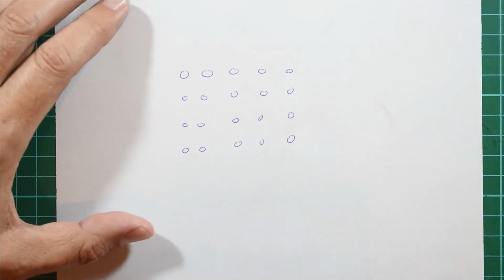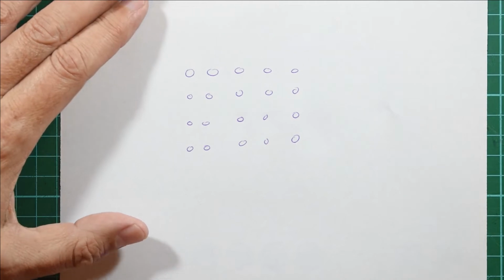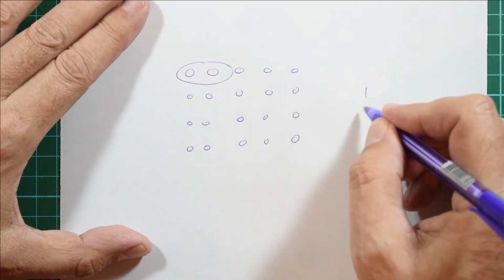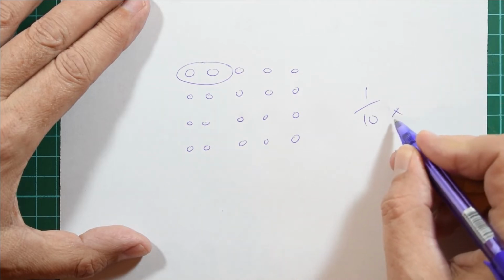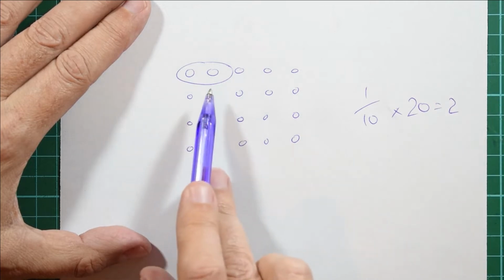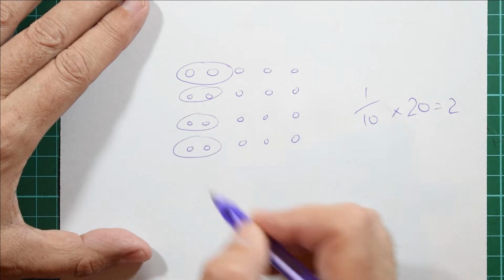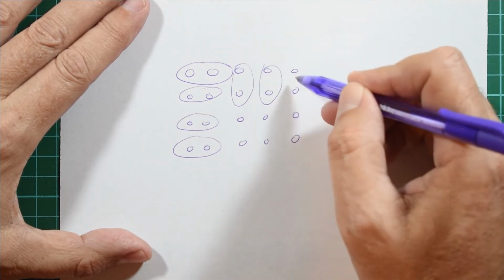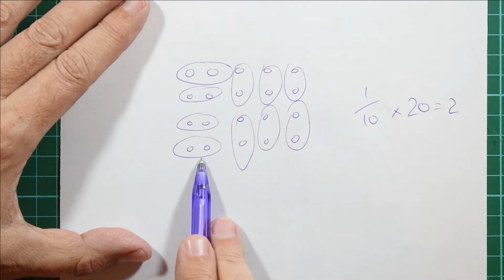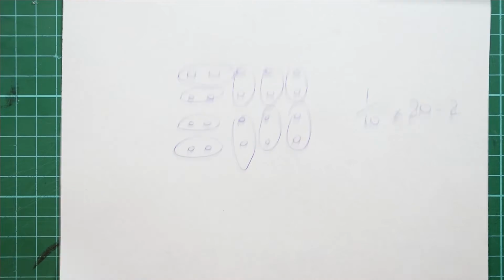Can I have 1/10 of that set? Yes, I can. It would look like this. So 1/10 of 20. Now remember, times can be of. Two is the size of each set, so I could make 10 sets like that, couldn't I? So that would be 1, 2, 3, 4, 5, 6, 7, 8, 9, 10. So one of those sets only has 2 in it. So that's the real basics with tenths.